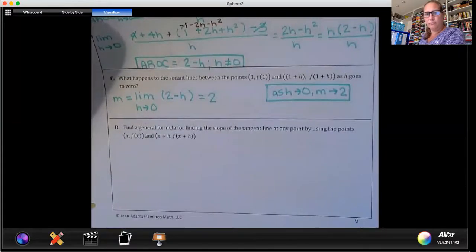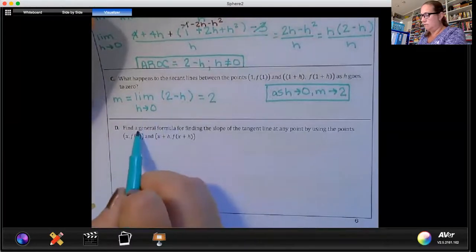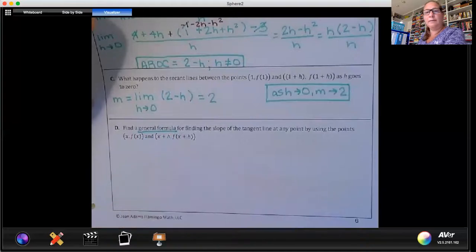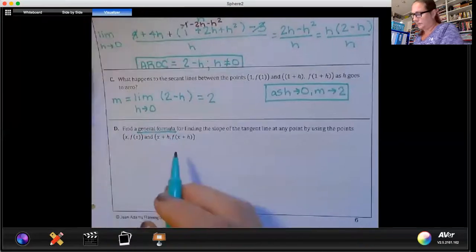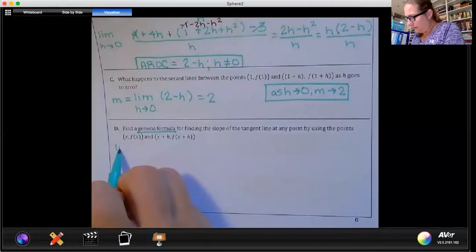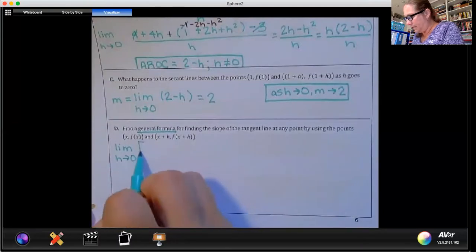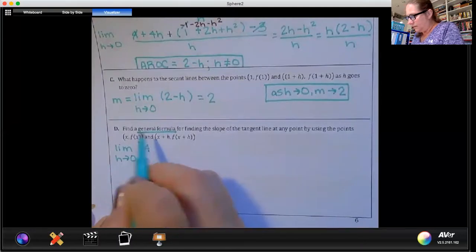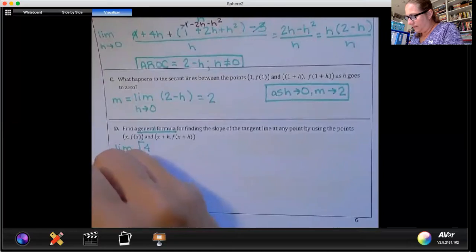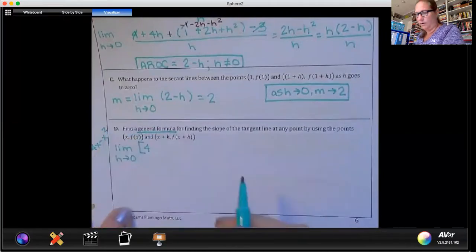Find the general formula for finding the slope of the tangent line at any point by using the points x, f of x and x plus h, f of x plus h. So our general formula indicates that we're probably going to have a variable in our answer. So the limit as h approaches 0, plugging in, and I'm going to write that down here. f of x equals 4x minus x squared. So you can see where these values are coming from.